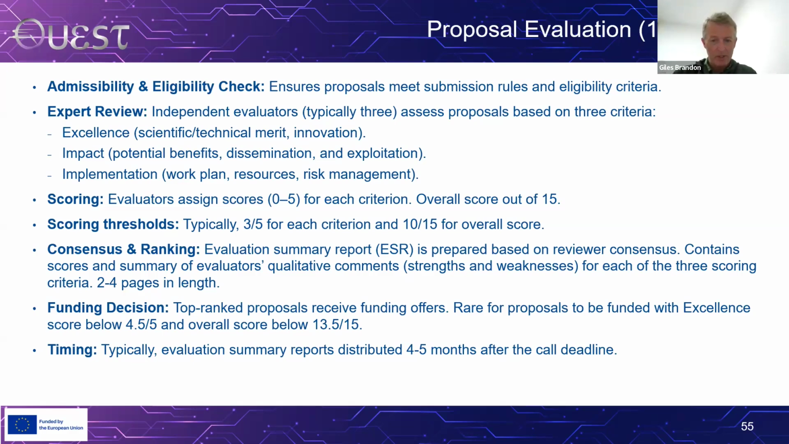I struggle personally to recall occasions where I've had a proposal that's been funded where I've had less than 4.5. That's one thing. Then for the overall score, and this is a very general rule, there are always exceptions, but you need to be aiming for at least 13.5 or better. Frankly speaking, aim for 15, you're probably going to fall short. But if you're getting 14 or better, then you're probably going to get funded.